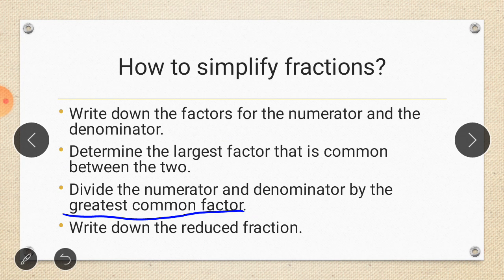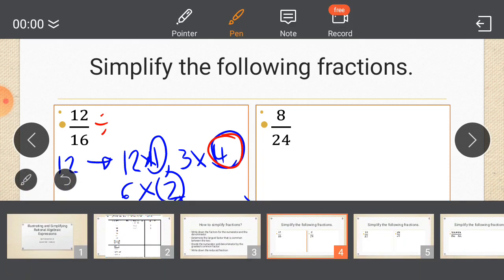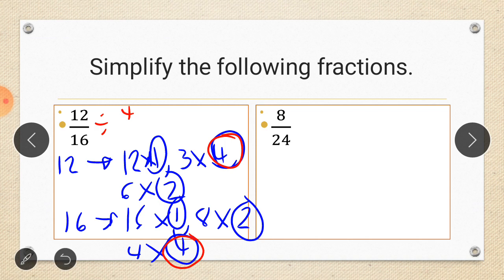Now, for the third step, divide the numerator and denominator by the GCF. So we're going to divide 12 and 16 by 4. 12 divided by 4 is 3, 16 divided by 4 is 4. So the reduced form, or the simplest form, of 12/16 is 3/4.